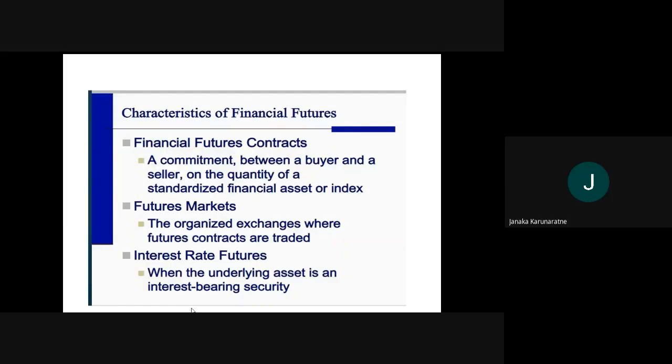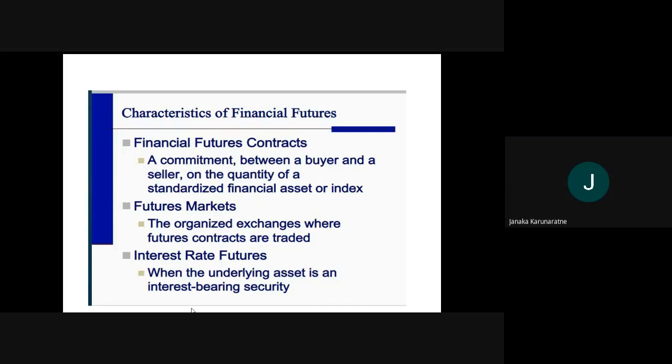So let's start with financial futures. Have you heard about financial futures? Anyone heard about financial futures? What is a financial future? If you look at the presentation slide, a financial future is a commitment between a buyer and a seller on the quantity of a standardized financial asset or index. So a financial futures contract is a commitment between a buyer and seller.